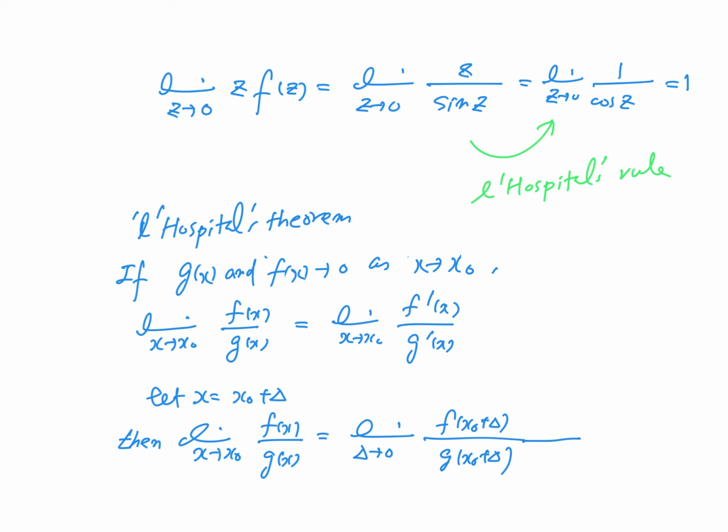So this is obvious, right? We know that the condition in the problem says g(x0) is 0 and f(x0) is 0, so we are going to take a limit. If x is a small variation from x0, then the limit as x approaches x0 of f(x) over g(x) can be rewritten as the limit as delta goes to 0 of f(x0 plus delta) over g(x0 plus delta), right?